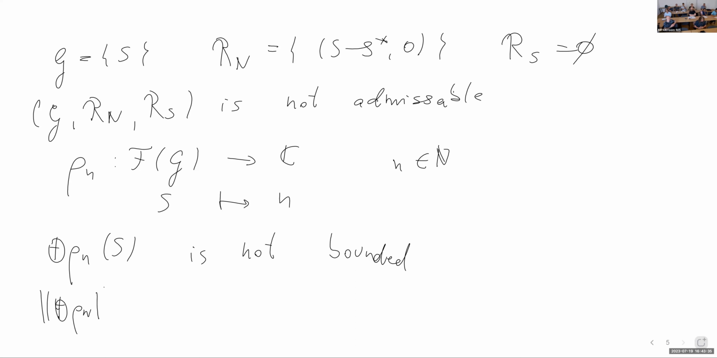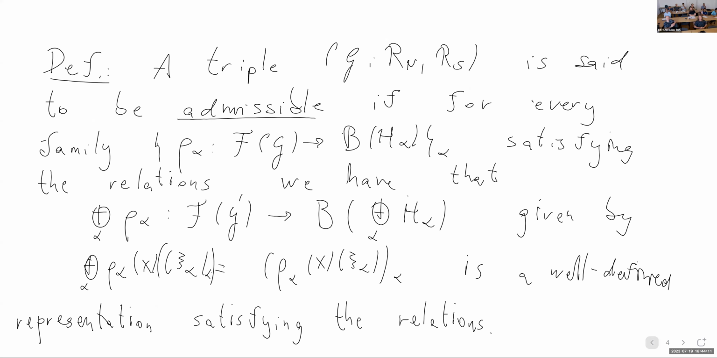The supremum of the norms of rho_n of S should be, it's going to be bounded. I guess it's not an equality. Okay, so how does it contradict the definition? Yes, this is the case. So the definition is that we want this representation to be a bounded operator.